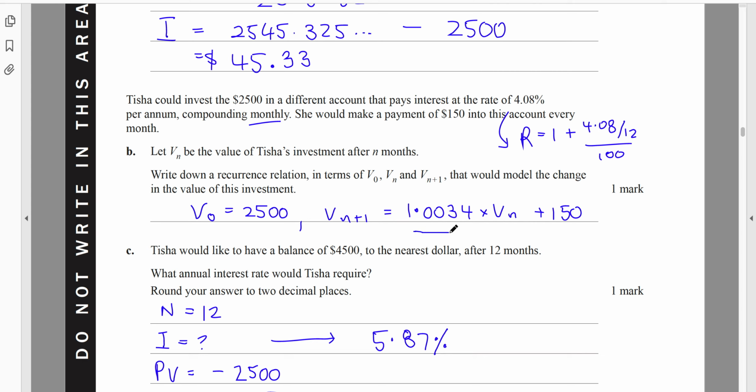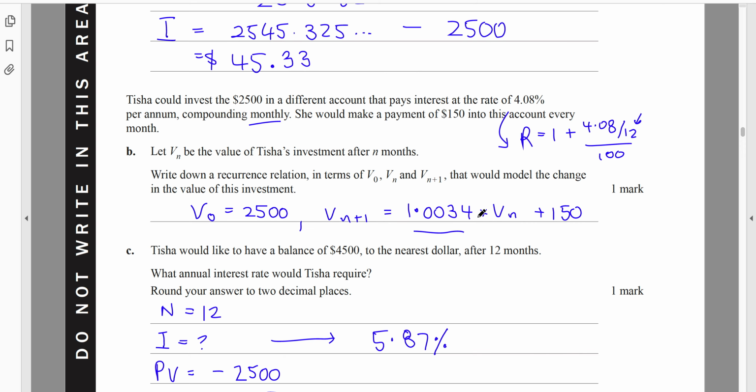Now, where do we get this R from? I've just put a little calculation here. We know that R is 1 plus your percentage per annum over 100, but we need to make sure we divide it by 12, and that is where most of the errors with these sorts of questions occur. We forget that the annual rate is for the whole year, but this is compounding 12 times a year, so we have to divide that rate first. So when you do 1 plus 4.08 on 12 on 100, you should get 1.0034.